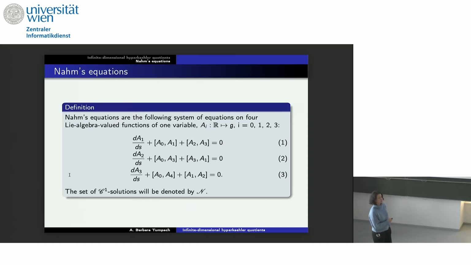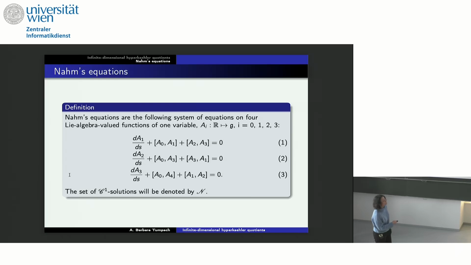uses Nahm's equations. The Nahm's equations are the following system of equations for Lie algebra valued functions of one variable. So the A_i are functions from a real variable, actually from 0 to 1, with values in the Lie algebra, and you have these 3 different equations. We look at C1 solutions, and we denote the space of solutions by N.